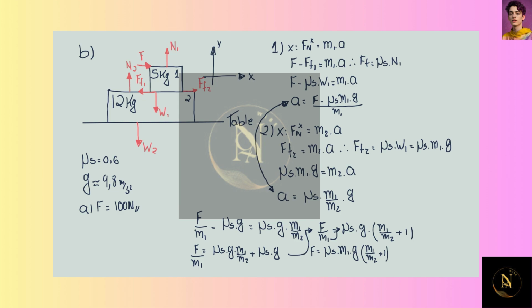Then we just have to plug in the values that were given by the problem, and these will result in the following: F is equal to 0.6 times 5 times 9.8 times m1, 5 divided by 12, plus 1. This gives us a force of approximately 41.6 newtons. So this is the answer for the second item. Then, this is the final answer for the complete problem.